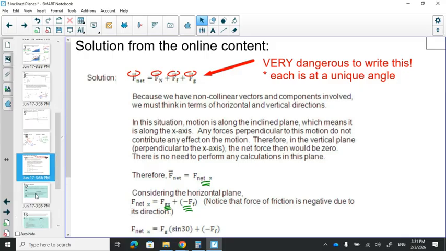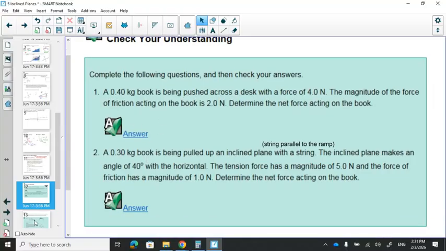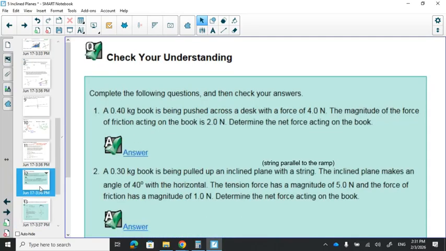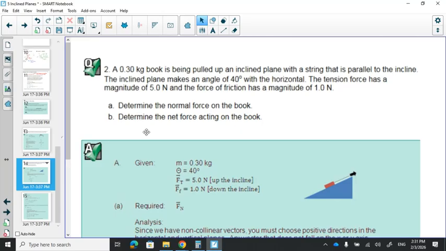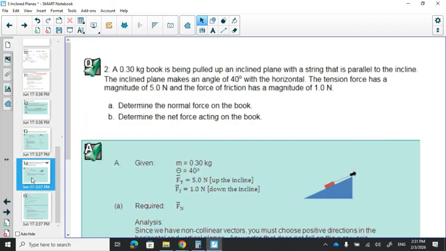So I'm just going to skip the rest of that part. Question number 1, I'll skip the answer that's there in the online thing. Let's look at question number 2 a little bit more. Question number 1 is just on level ground, it's not even an inclined plane thing. Just left it in there because why not. We have a 0.30 kilogram book being pulled up an incline with a string that's parallel to the incline, which makes an angle of 40 degrees to the horizontal, the angle of the ramp. The tension force is 5 newtons and the force of friction is 1 newton. Determine the normal force on the book, and determine the net force acting on the book.